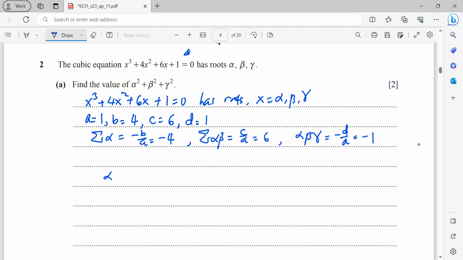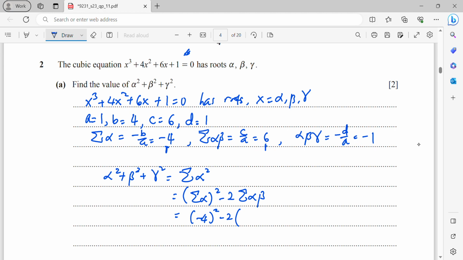So now we need to solve alpha squared plus beta squared plus gamma squared. This is the same as summation alpha squared. So summation alpha squared is the square of summation alpha minus 2 summation alpha beta. Summation alpha is minus 4, so minus 4 squared minus 2 times summation alpha beta, which is 6. Therefore 16 minus 12 will be 4. So that's the A solution.